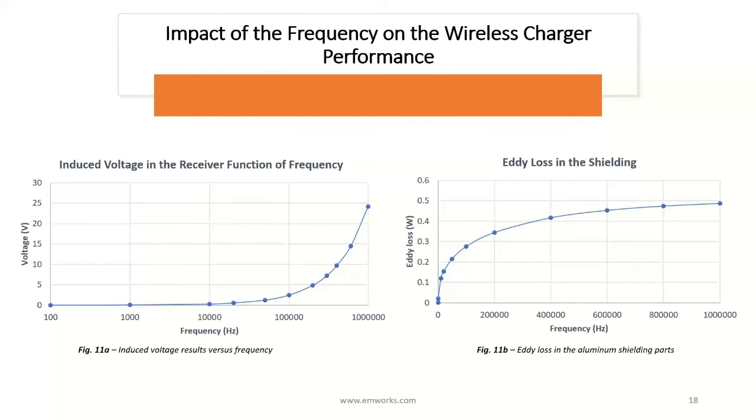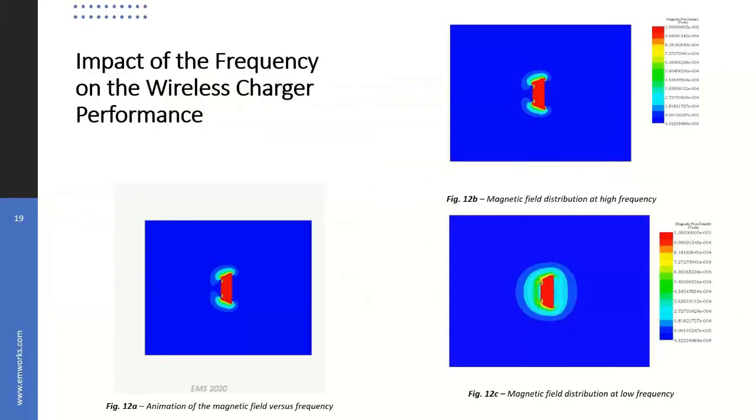So let's suppose that we can remove the shielding components. Another limitation of using very high frequency in wireless rechargeable and implantable devices is related to the high risk of electromagnetic radiation in the human body. We will be studying this at the end of this presentation. From these figures, it can be seen that the magnetic field is much more concentrated and directed to the receiver coil when the frequency is high.